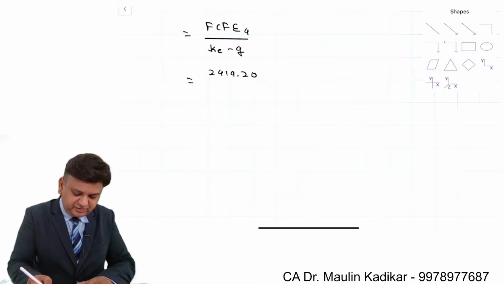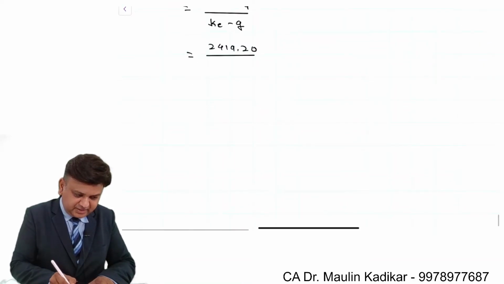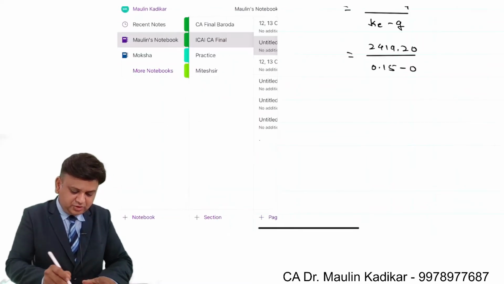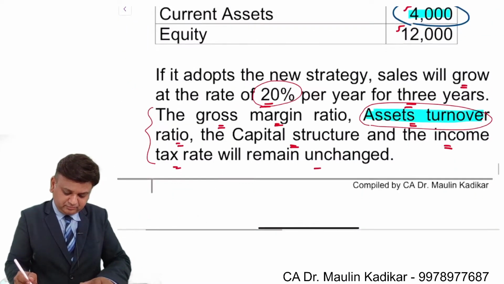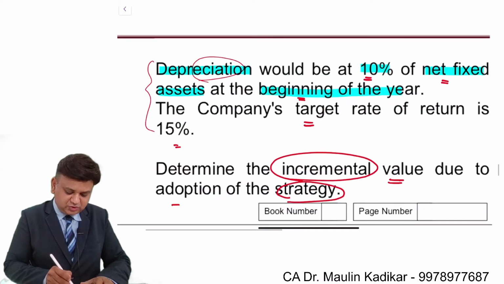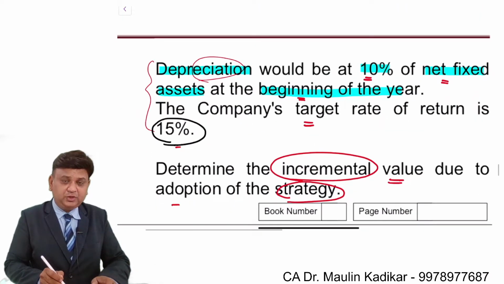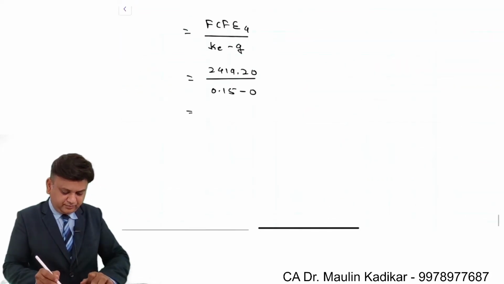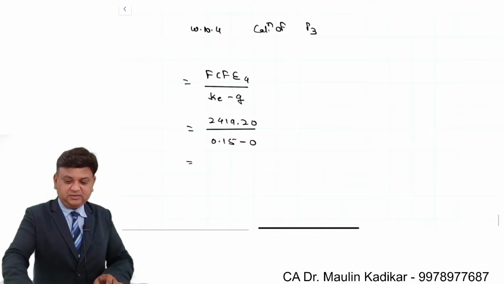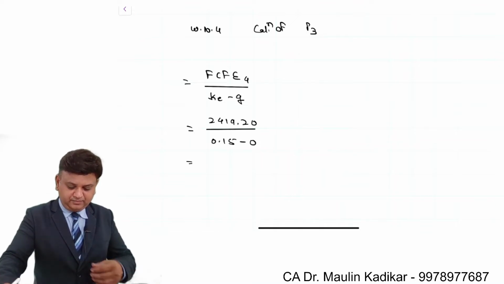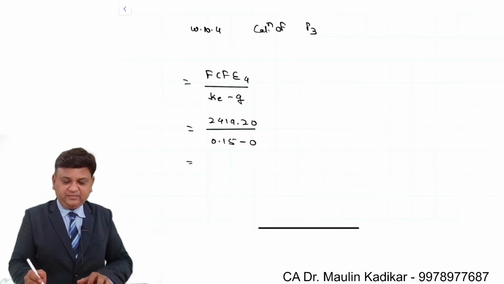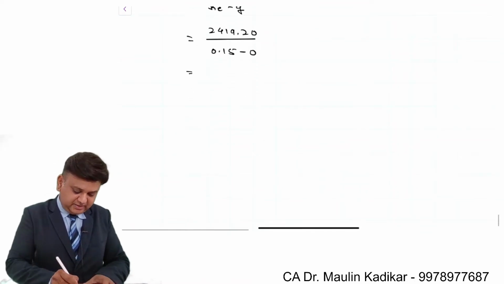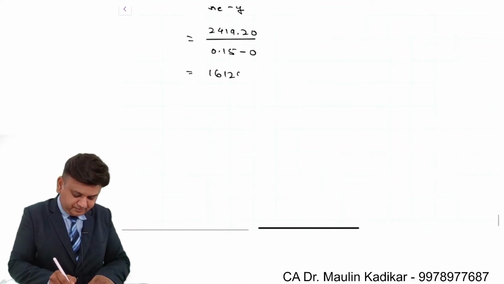divided by cost of equity. What is cost of equity? That is 15 percentage. And what is the growth rate? Growth rate is 0. Why? Because it is going to remain the same from fourth year onwards for perpetuity. So the final answer would be like this: 2419.2 divided by 0.15, 16128, and this is going to be received at year 3 end.